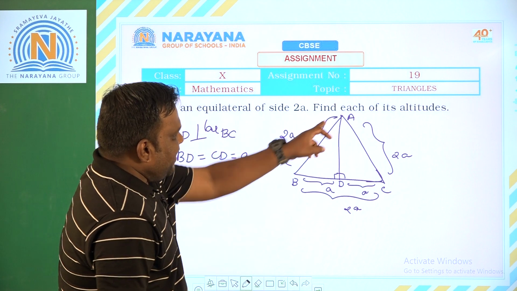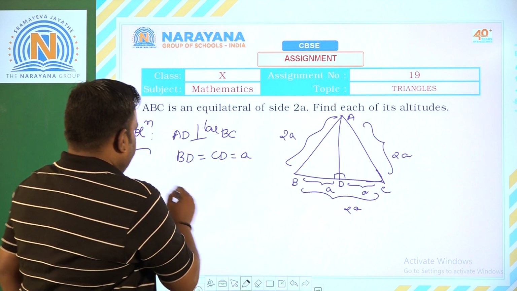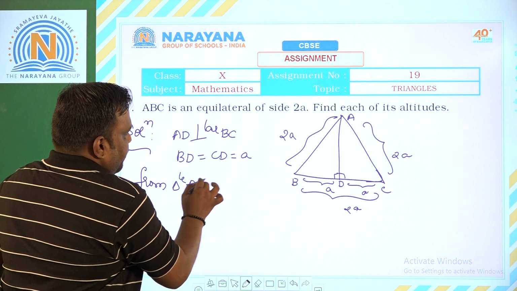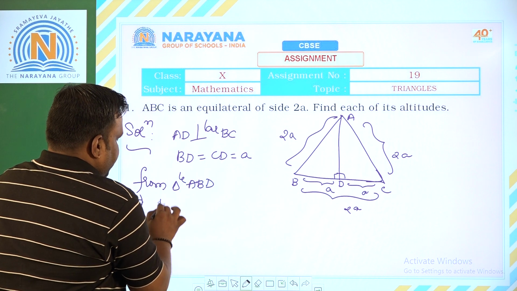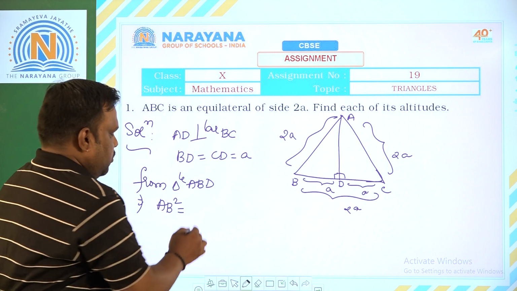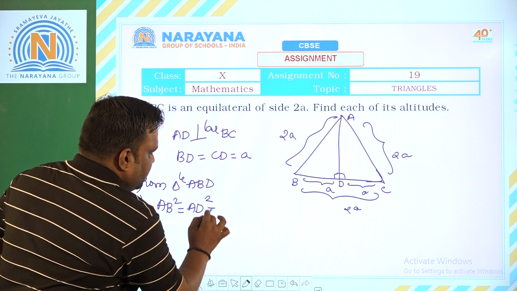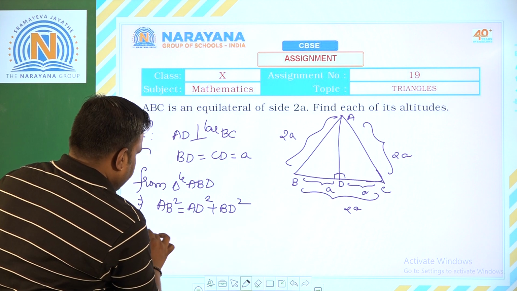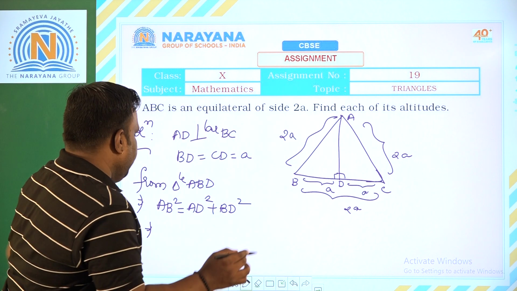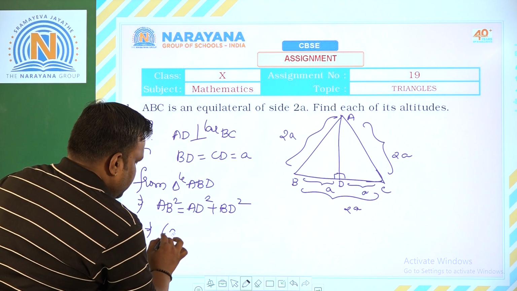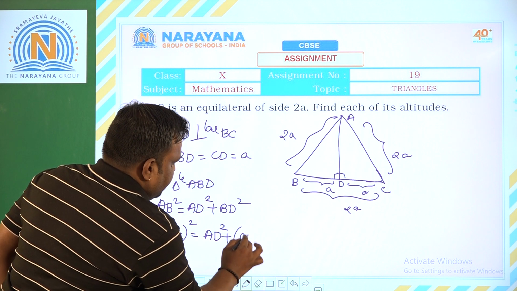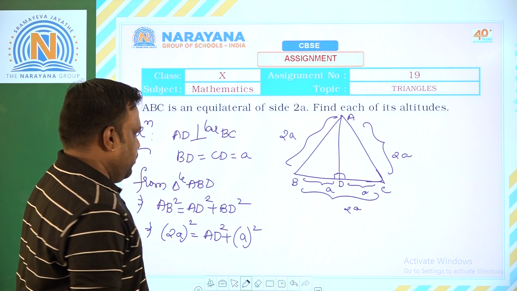Now, consider the right angle triangle ABD. From triangle ABD, according to Pythagoras theorem, AB square is equal to AD square plus BD square. Now on substituting the values here, AB is 2A and BD is A. AD we don't know, of course, so keep it here. 2A whole square is equal to AD square plus A square.